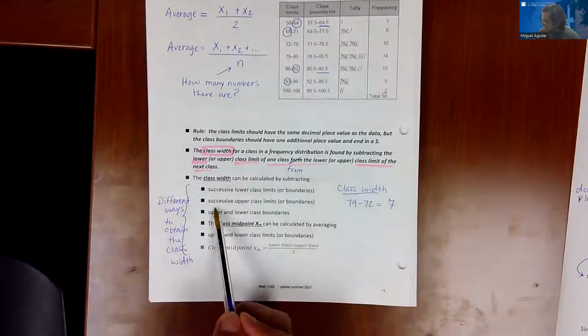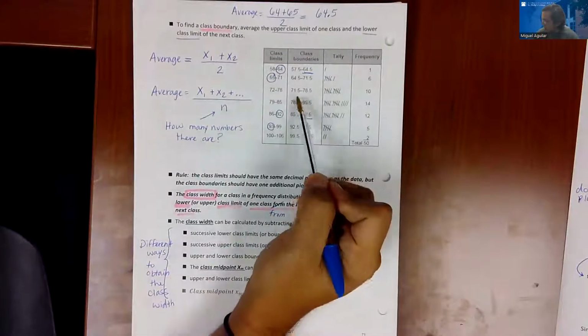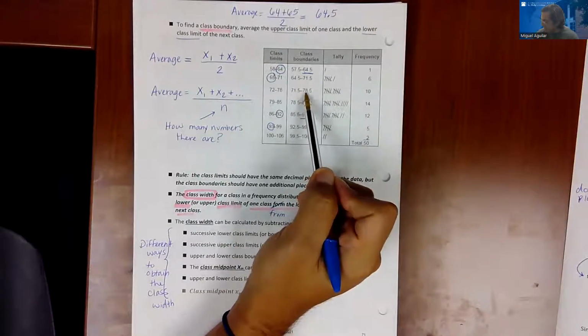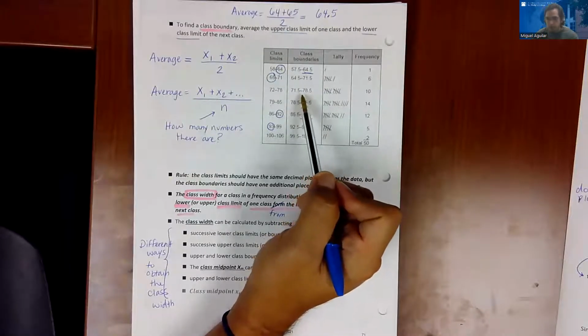Another way that you can find it is by taking the upper and lower class boundaries. So if we go to one of the classes and subtract these, just by eyeballing it, 78.5 minus 71.5, that looks like a difference of 7 also.